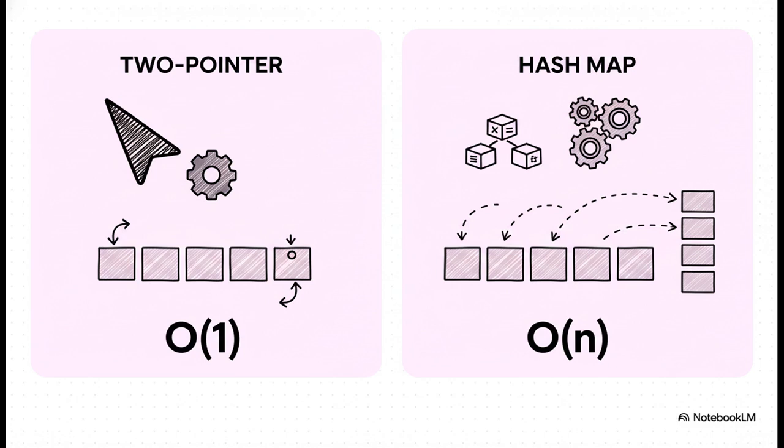That's O(1), or constant space. A hash map, on the other hand, needs to actually store elements, so its memory usage grows right along with the input, giving it O(n) space. Being able to explain that trade-off is a huge plus in any interview.